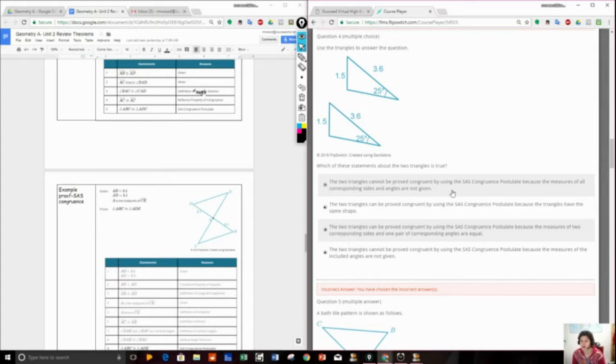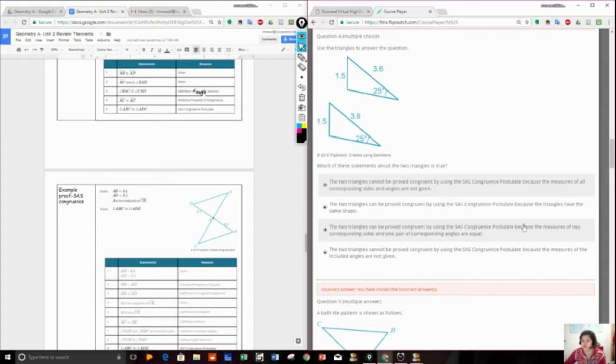So that one we're not going to consider because we only need 2 corresponding sides to know, and not all of them. So the next one, the two triangles can be proved congruent by using the side angle side congruence postulate because the triangles have the same shape. No, we need to have 2 sides and the included angle. The two triangles can be proved congruent by using side-angle-side congruence postulate because the measures of two corresponding sides and one pair of corresponding angles are equal.